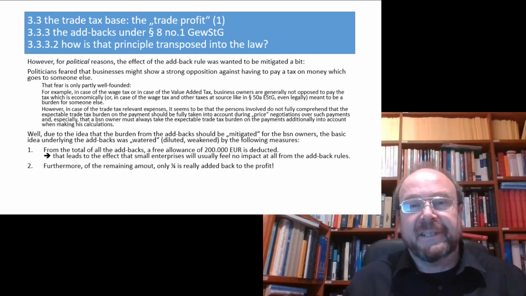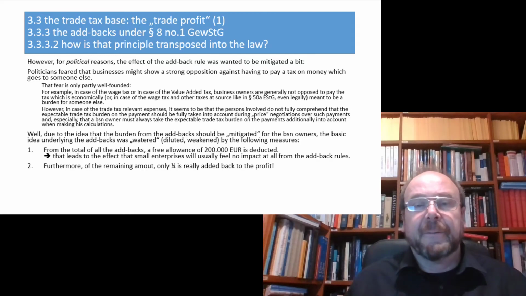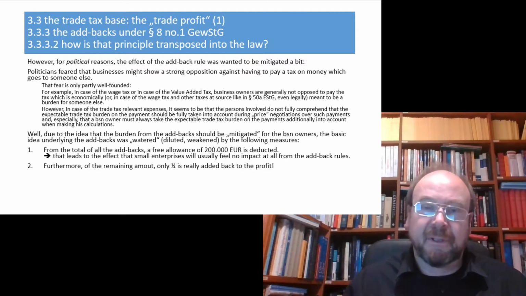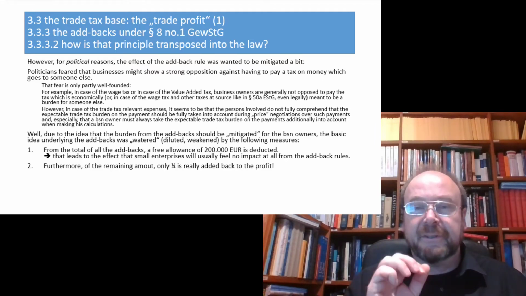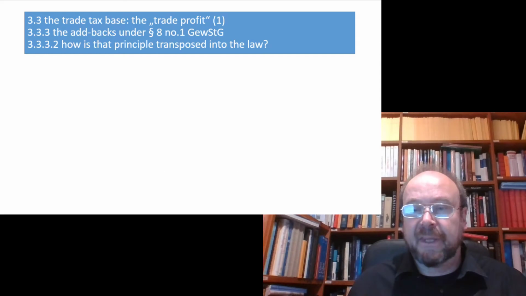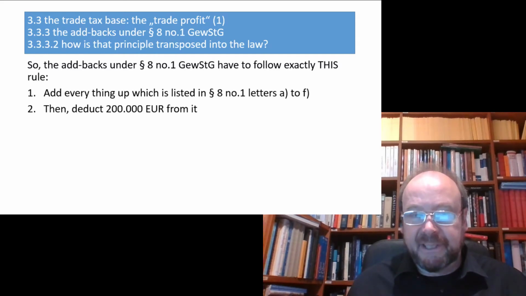So what you see here is that the original compelling concept has been watered down considerably, although there is a compelling reason behind it. And so we have a kind of a political compromise. You add everything up under letters A to F. Second, you deduct 200,000 as a free allowance, and third, you divide by 4. So that's exactly the calculation scheme.